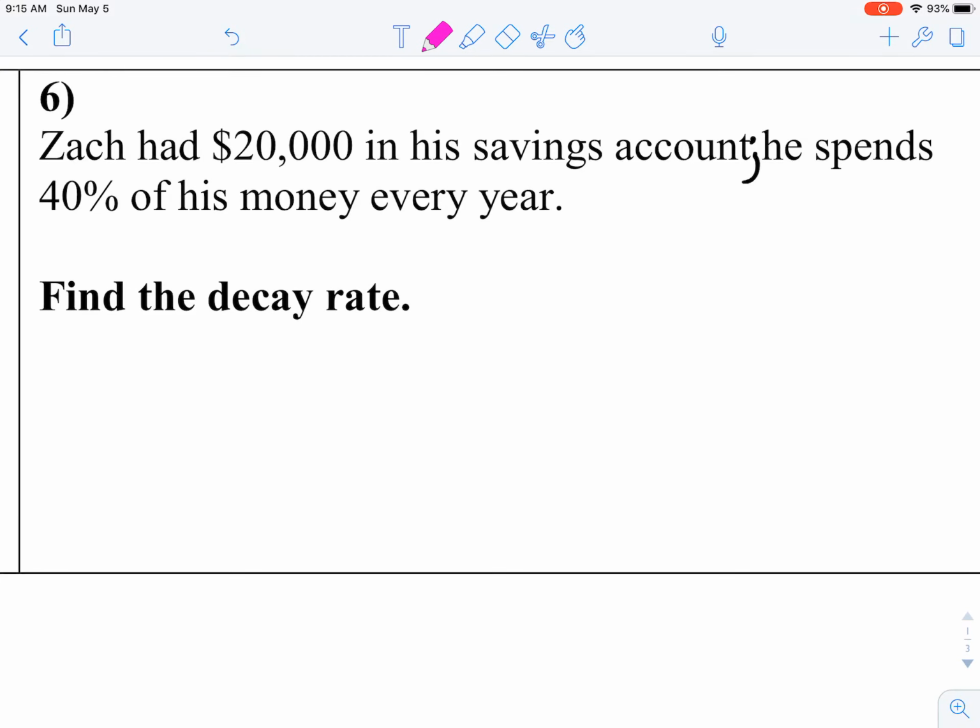So in this problem, we have a word problem here. We're looking for the decay rate. What I'm going to do is set up my entire equation, then we'll talk about the decay rate. So if Zach had $20,000 in his savings account, really what we're looking for here, that says that's our starting value. Okay, so that's what we're beginning to work with.